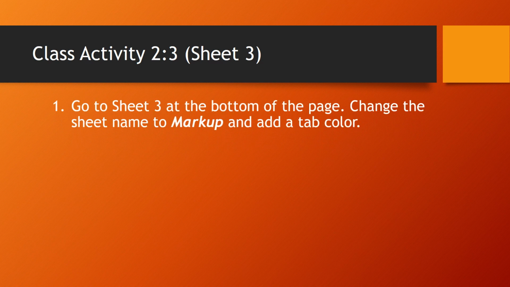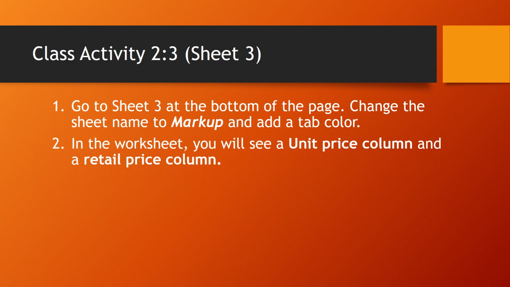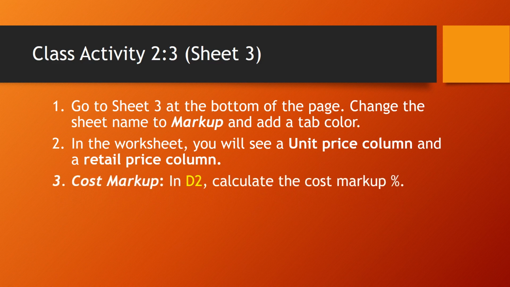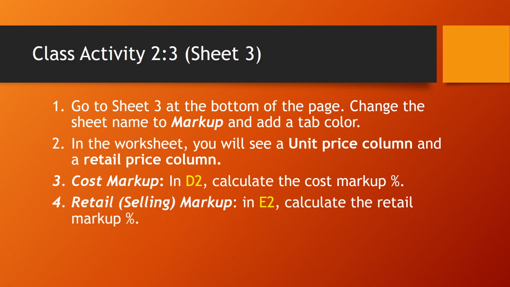Class Activity 2-3, Sheet 3. Go to Sheet 3 at the bottom of the page. Change the sheet name to Markup and add a tab color. In the worksheet, you will see a unit price column and a retail price column. To calculate cost markup, in D2, calculate the cost markup percent. Step 4, retail selling markup. In E2, calculate the retail markup percent.